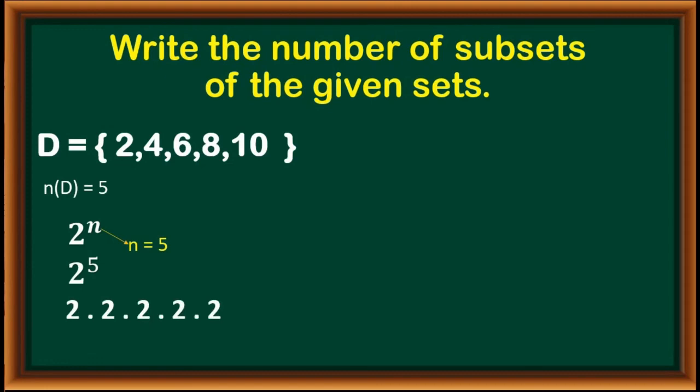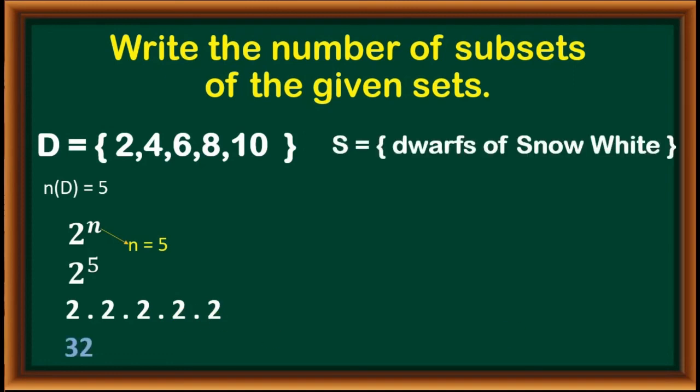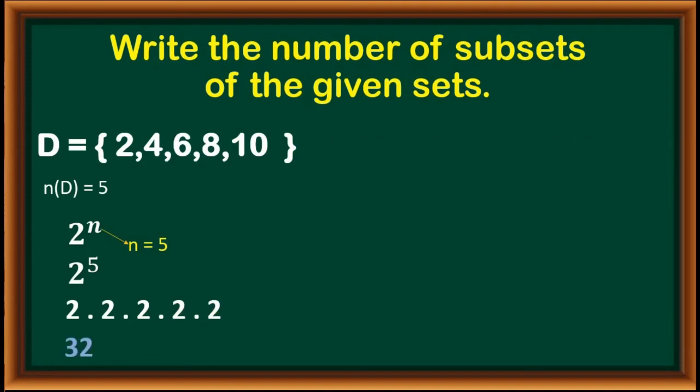And how do you do that? Don't add, you are going to multiply. 2 times 2 is 4, 4 times 2 is 8, 8 times 2 is 16, and 16 times 2 is equal to 32. So, therefore, if the elements are 5, your subsets should be 32.